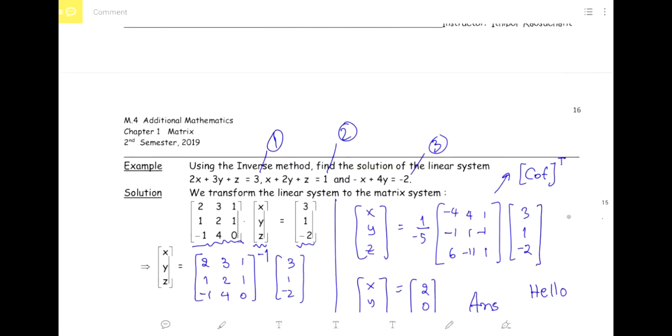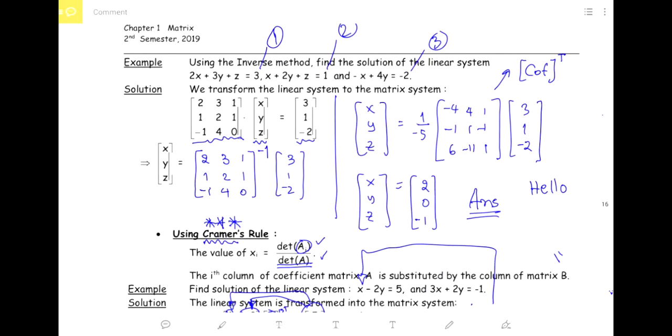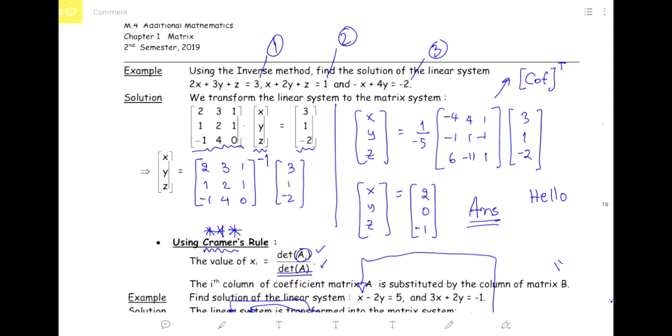Okay, let's see. The third one: using the inverse method to find a solution of the linear systems. I will talk about it again. Let's see whether it's a good one or not.